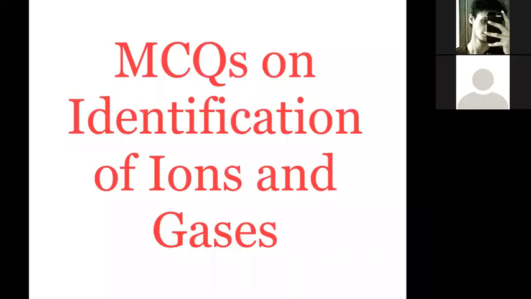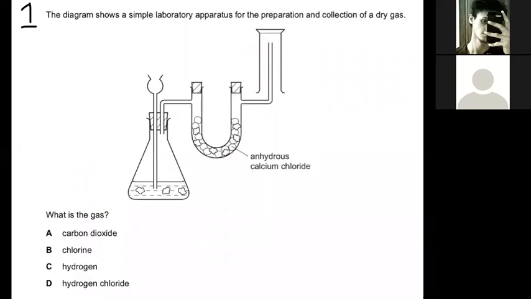So today we're doing identification of ions and gases. The first question: the diagram shows a simple laboratory apparatus for the preparation and collection of a dry gas. What is the gas? Now the gas is being prepared by a reaction between a liquid or an aqueous solution and a solid reactant. It is being dried by anhydrous calcium chloride, and because it is being collected by upward delivery, it has to be less dense than air.